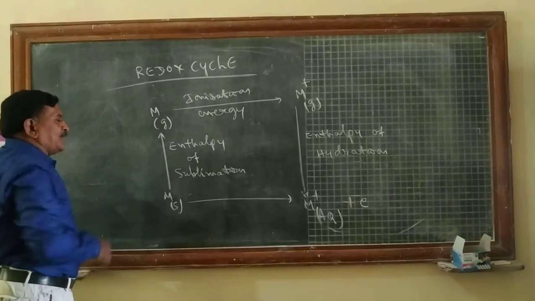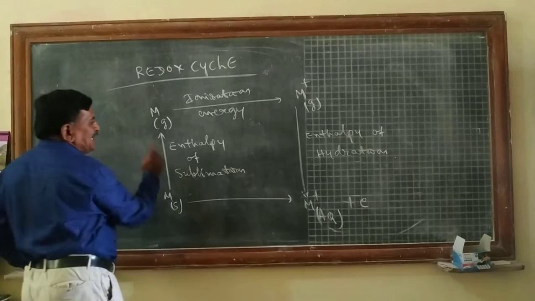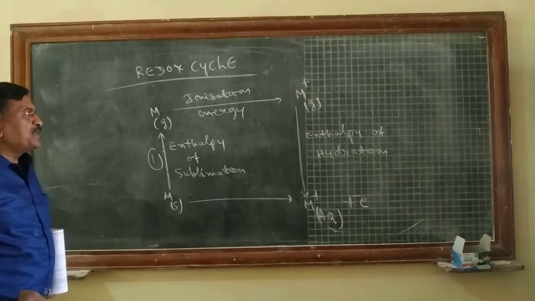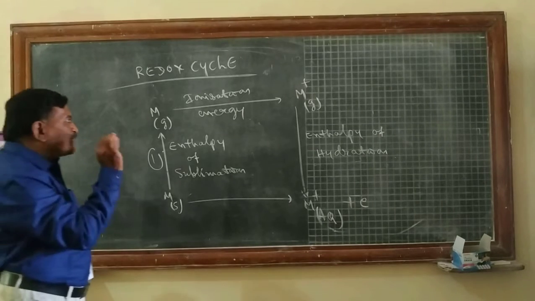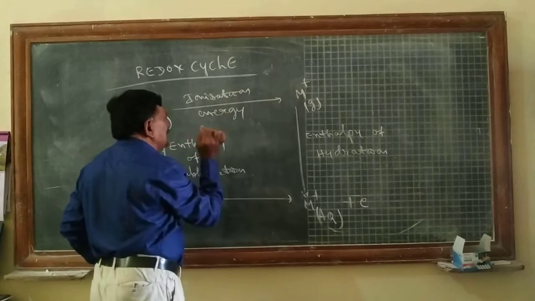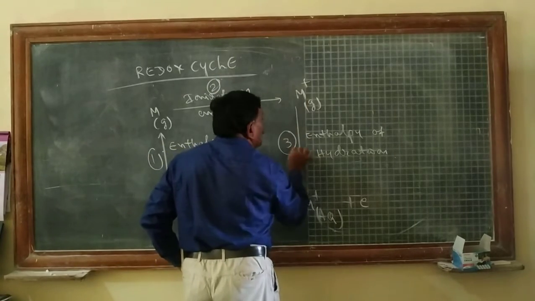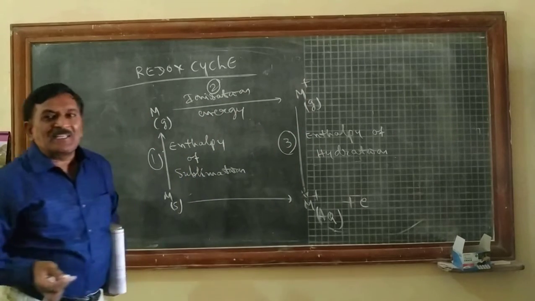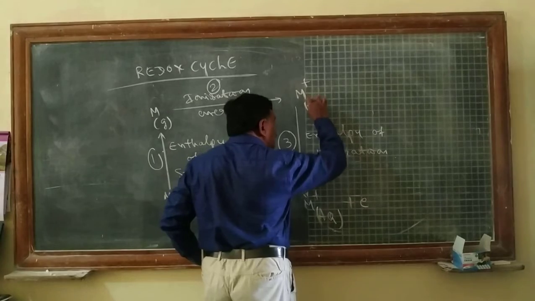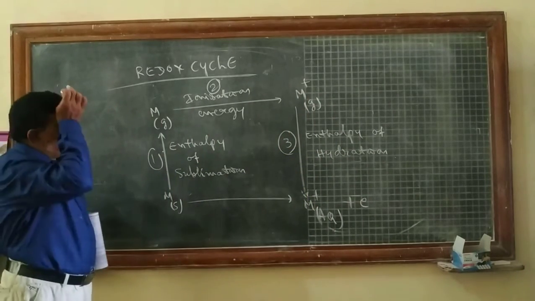So the redox cycle means, when a solid metal is converted into a gaseous metal, that is the first step, called the enthalpy of sublimation. The second step is when a gaseous metal is converted into a gaseous ion, called the ionization energy. And the third step is the enthalpy of hydration, where M plus gaseous is converted into the aqueous form. This is the third process.